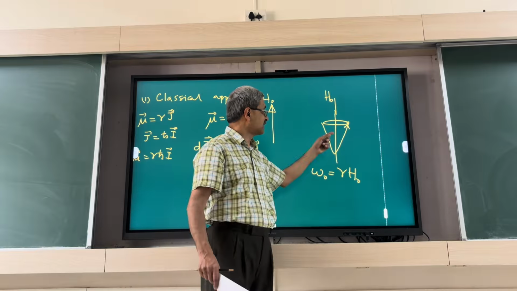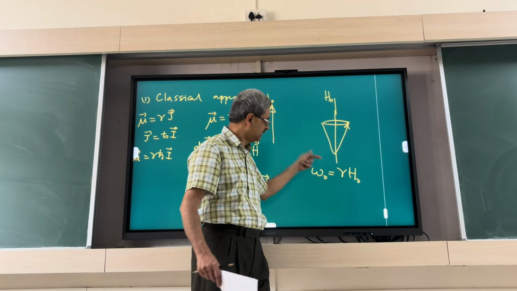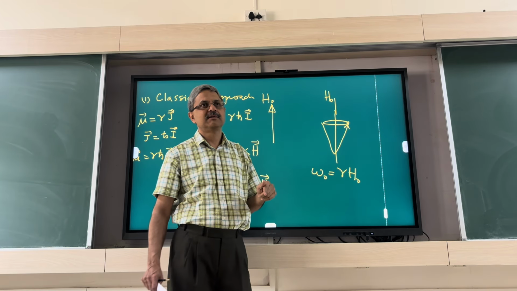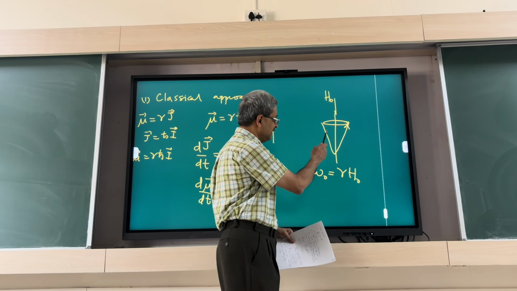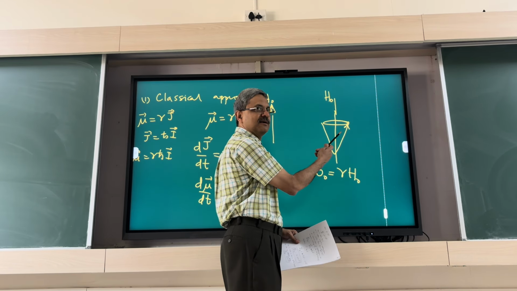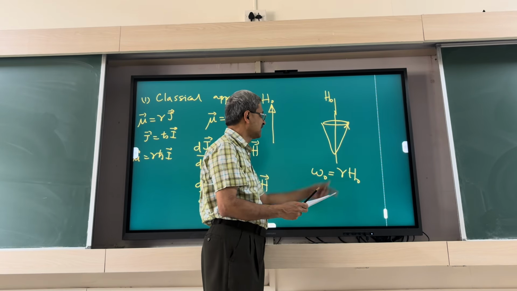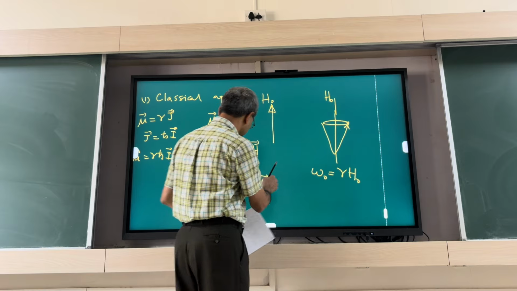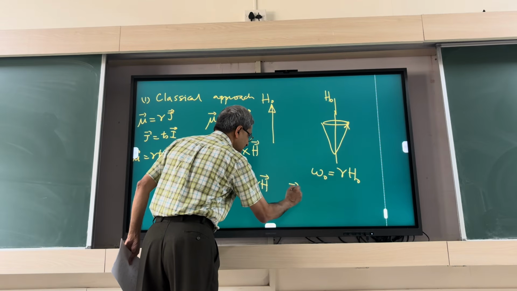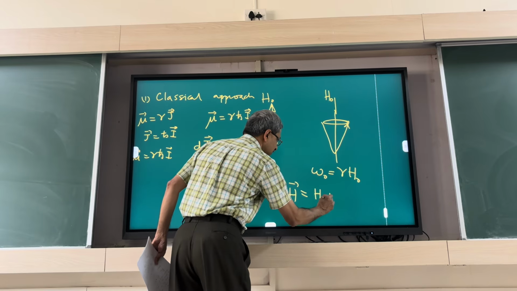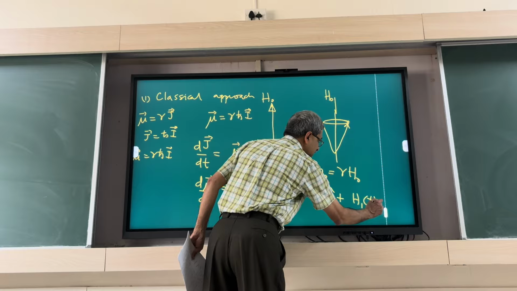So if you want to cause transitions, then you must have the H1 field, the RF field, in the XY plane. You can understand that classically. Torque will increase the angle, right? So if you apply an H1 field which is in some x direction, then you have to resolve the equations by writing the H as H naught along K plus now this H1, which is time dependent.